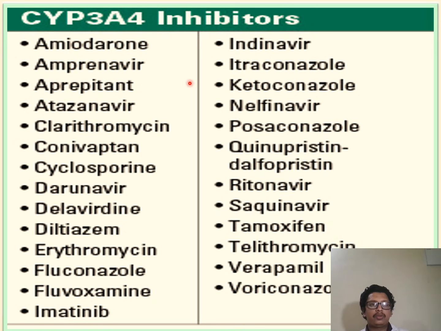And these are the examples for CYP3A4 inhibitors. Some are antiarrhythmics like amiodarone, antibiotics like clarithromycin, diltiazem, erythromycin, fluconazole, imatinib, ketoconazole, ritonavir, indinavir-like drugs, itraconazole, and verapamil-like drugs.